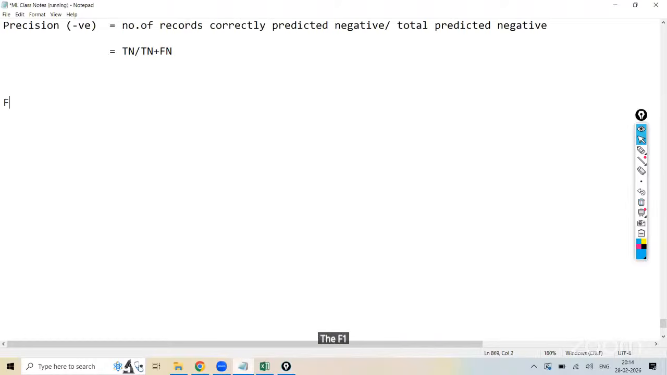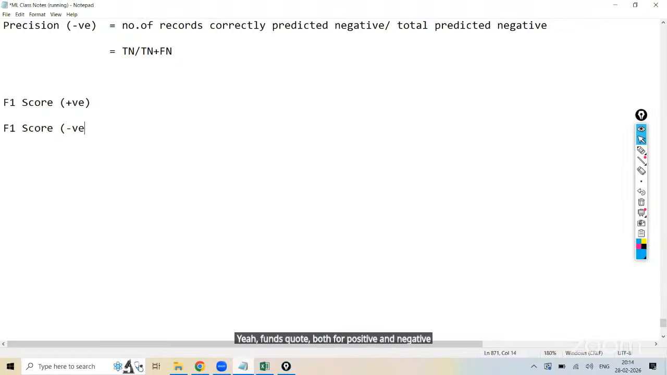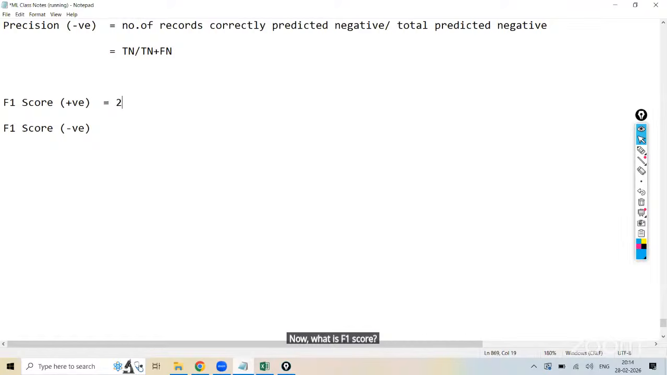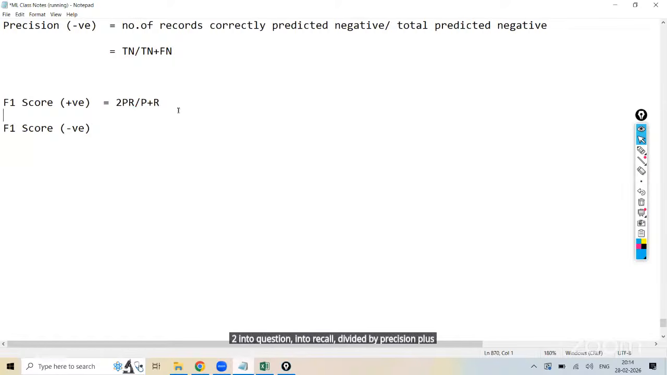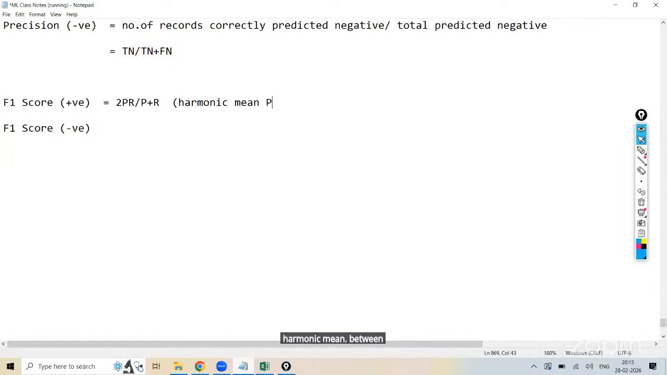F1 score can be applied both for positives and for negatives. For that one it is available, for this one also it is available. Now what is F1 score? F1 score is 2 into precision into recall divided by precision plus recall. That is the formula. What is the concept, sir? The concept is harmonic mean.